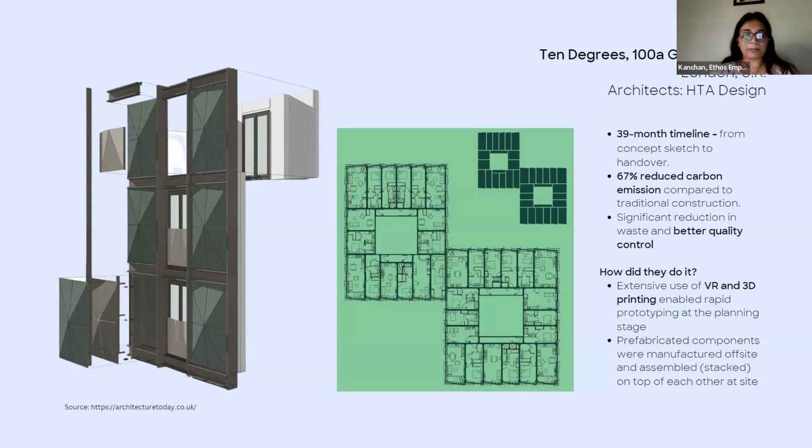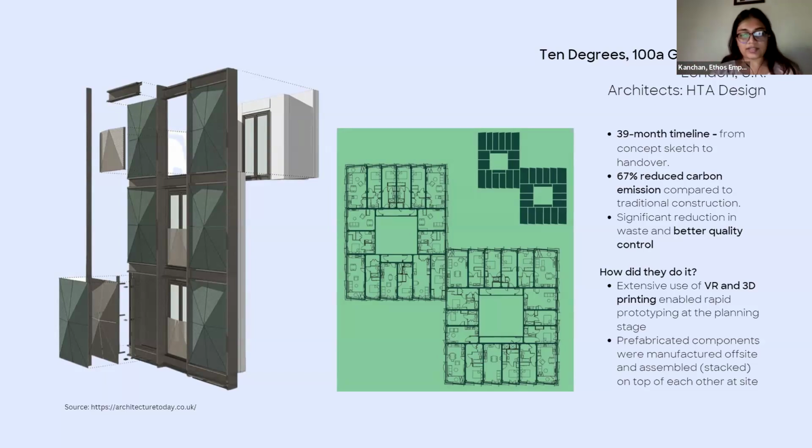Then, compared to the conventional methods of construction, this was a 67% reduced carbon emission. That's also a very good feat. Then significant reduction in waste and a better quality control was achieved using prefabricated construction. Now you might wonder, how did they do it?